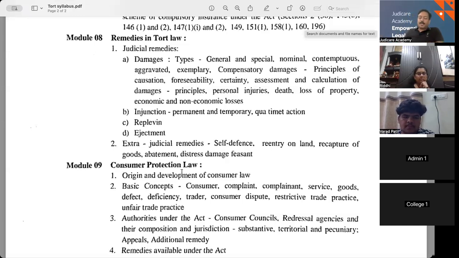Foreseeability. We have read about it also in the previous chapters, where the damage must be foreseeable. It's the responsibility of the person to act accordingly. I should have foreseen that I shouldn't have broken the signal and I shouldn't have jumped. So the defendant should have reasonably anticipated the harm resulting from my action. Certainty. The damages must be quantifiable with reasonable certainty. Vague estimates or speculative loss generally are not compensable. So nobody will compensate those kinds of losses.